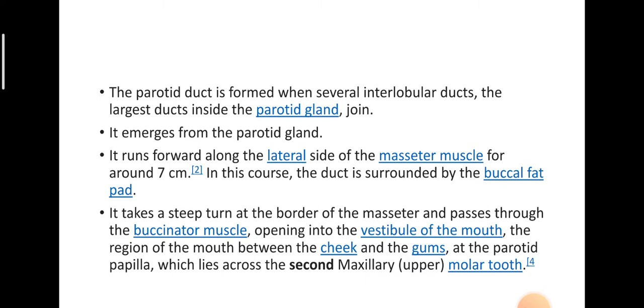Now, this lies opposite the second maxillary upper molar tooth. I repeat, the second maxillary upper molar tooth.